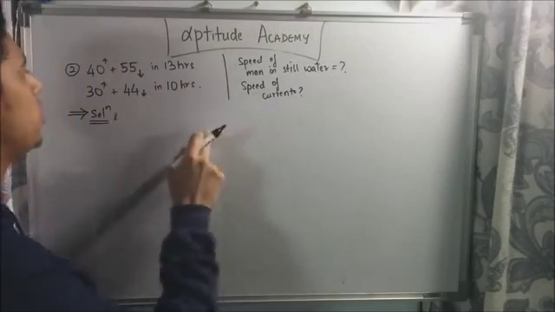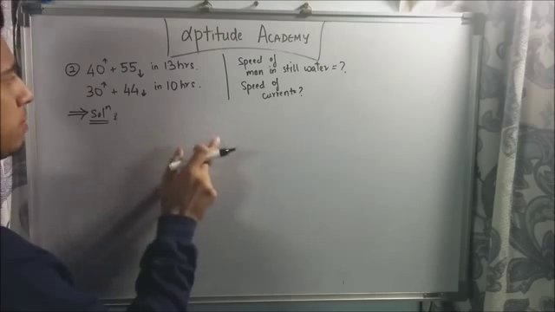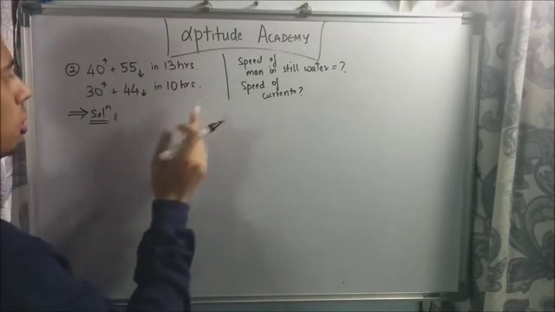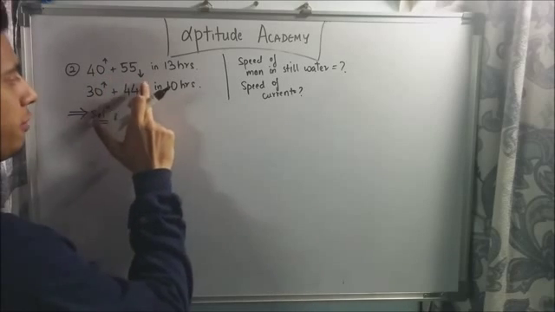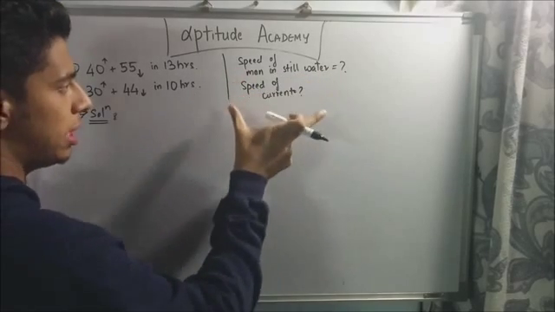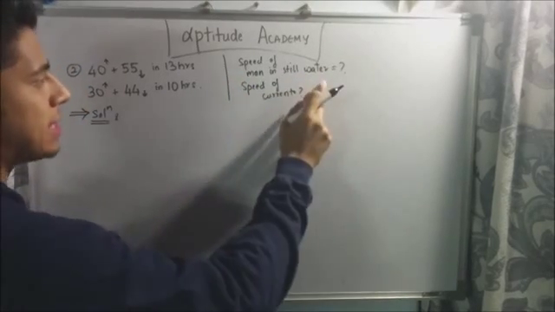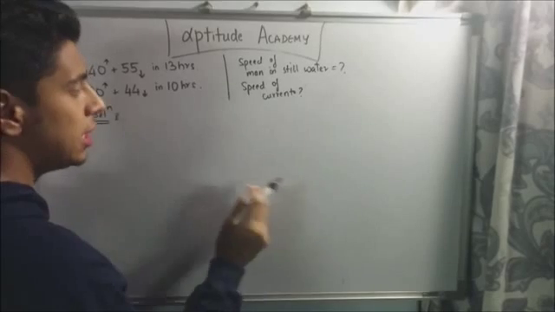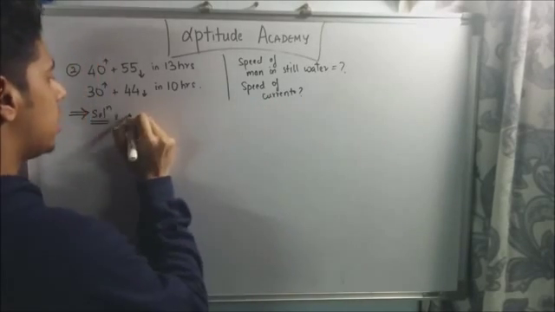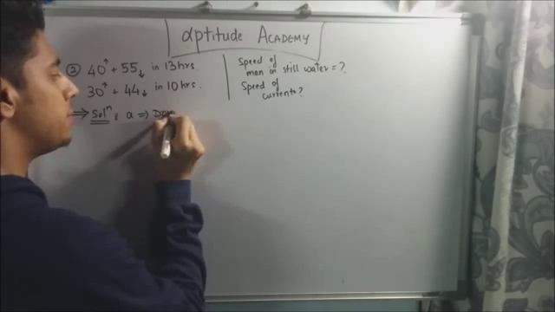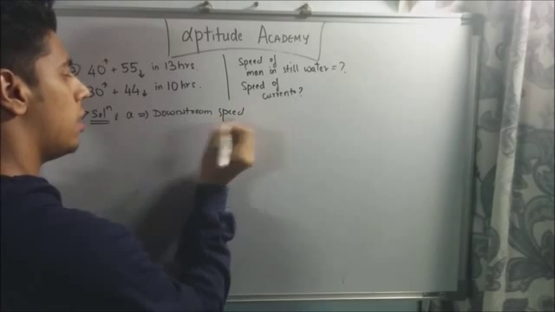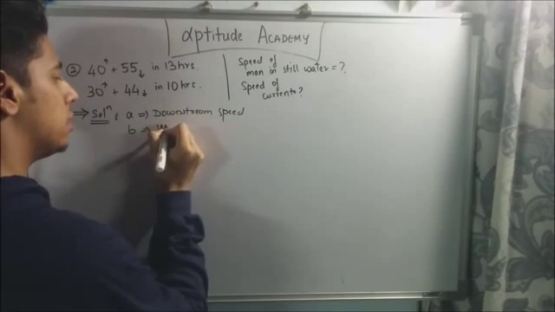Alright, now in the second problem, they've given you two equations. A man who rows the boat can do 40 kilometers upstream and 55 kilometers downstream in 13 hours, or he can do 30 kilometers upstream and 44 kilometers downstream in 10 hours. They've asked you to find the speed of the man in still water and speed of the current. Now, speed of the man in still water and speed of the current both have shortcut formulas, and they both require A and B. A being the speed downstream, and B being the upstream speed.